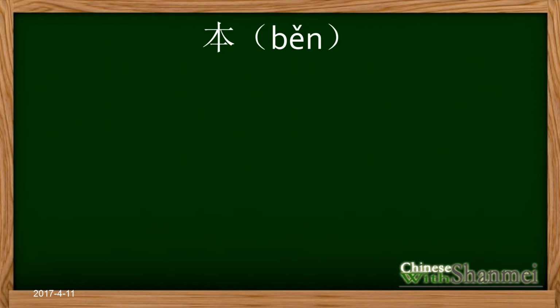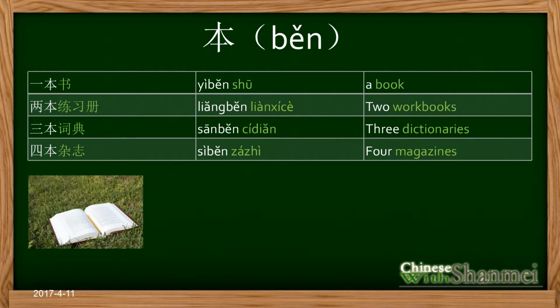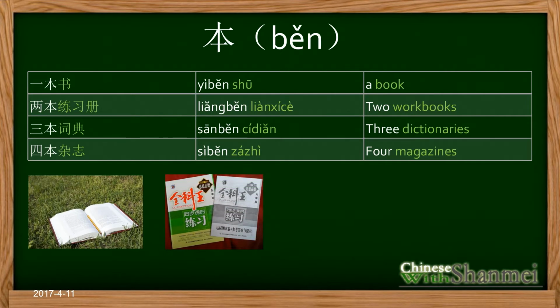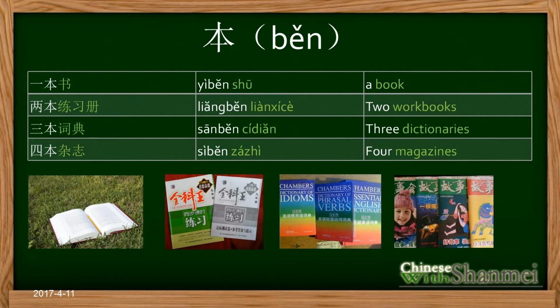Now let's take a look at the next one. 本. You can read after me. 一本书，两本练习册，三本词典，四本杂志。Remember, 本 is the measure word for books. If it's just one sheet of paper, you can't use 本, right?